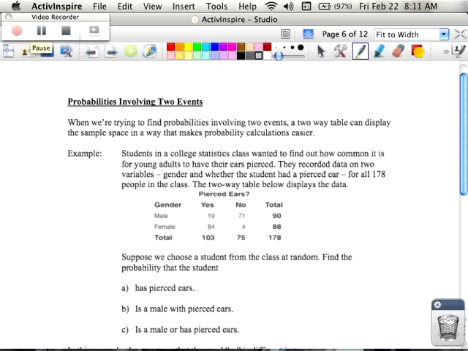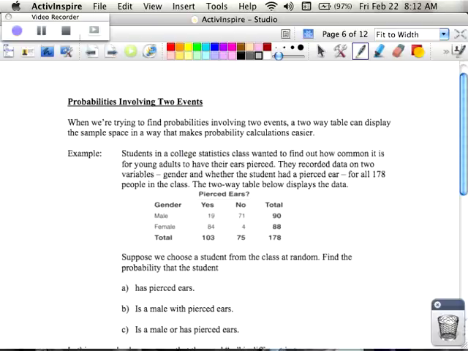Sometimes when you're doing this, a two-way table is a great way to model this. In our example, we have students in a college stats class that want to find out how common it is for young adults to have their ears pierced. They recorded the data on two different variables: gender, so male and female, and whether or not their ears were pierced, for all 178 people in the class, and here is a table below.